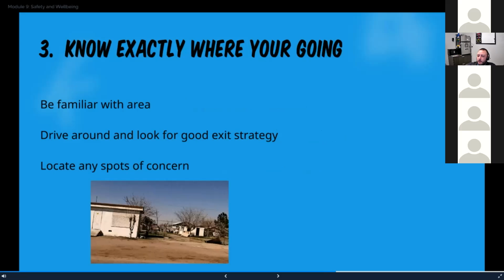Number three, know exactly where you're going. Be familiar with the area. Drive around if you're not familiar with the area and just plan for a good exit strategy. Locate any spots of concern. I'm looking at this house right here in this picture, and I don't even know if I'd enter the house with it being boarded up like that. But definitely be aware of where you're going into.